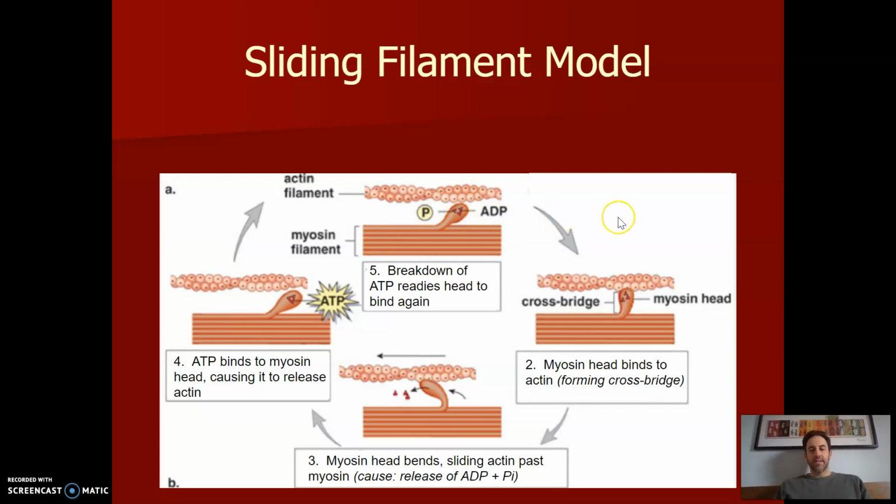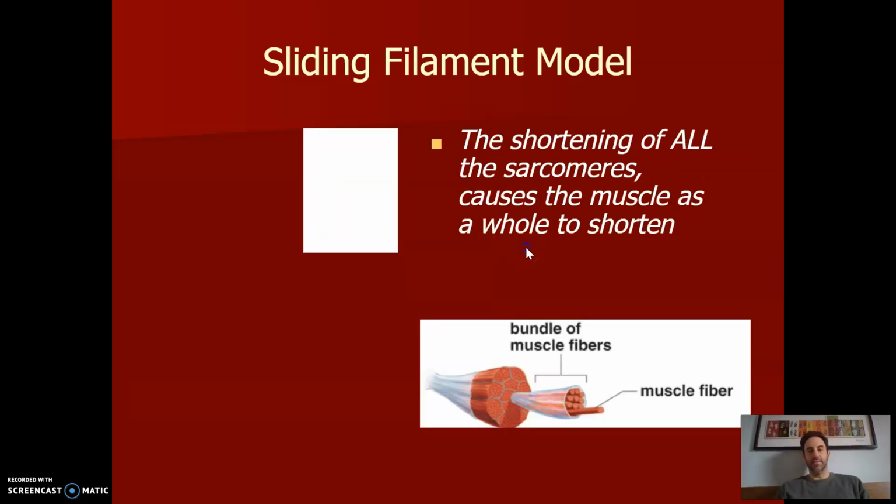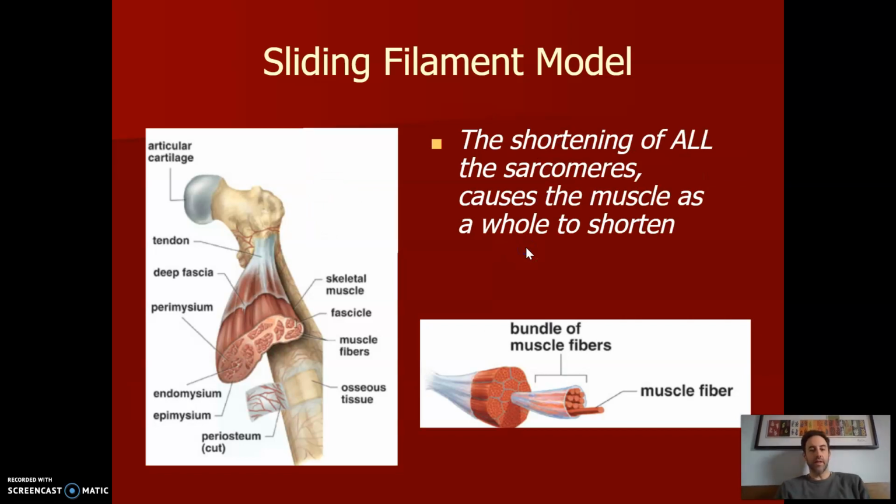And so basically, the two filaments are sliding because of this collective action of all these heads binding, sliding, and letting go. Bind, slide, let go. Bind, slide, let go. And so that's what's actually happening. Again, that's happening just within one sarcomere, but then all along every sarcomere within this whole thing. This is a lot of these things going. And then that, of course, causes the muscle as a whole to shorten and pull on your bones.